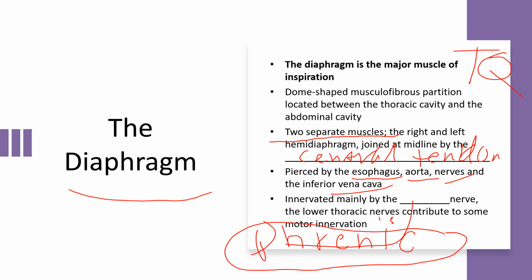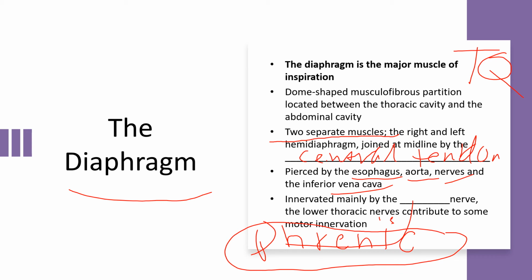Remember, the options are skeletal, cardiac, or smooth muscle. Which one is it? It is skeletal muscle, right? The diaphragm is skeletal muscle, which, what does that tell you? Just like the muscles of your legs, just like the muscles of your arms, this muscle can be prone to fatigue if overused, right?